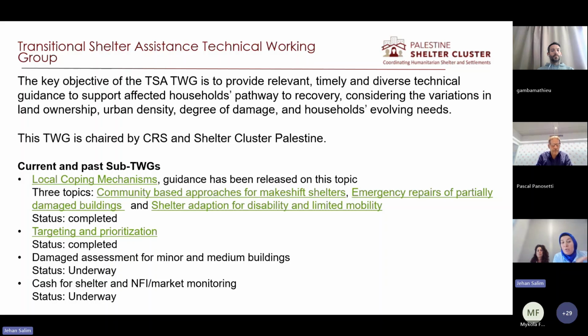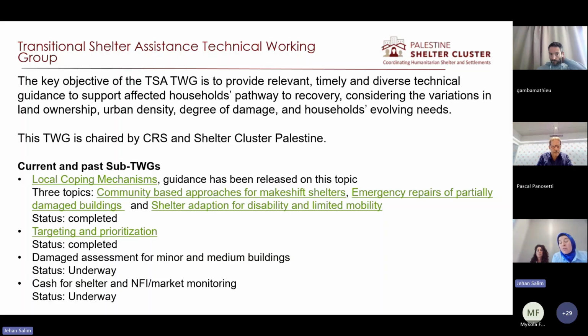There were sub-tracks under this one. For example, the local coping mechanism with this limited entry of items, the people of Gaza also being through multiple wars. This is not the only one. They had some coping mechanisms, and then we had some partners on ground documenting these coping mechanisms, and we have come up with a community-based approach for makeshift shelters and one for partially damaged buildings, and also adaptation for persons with limited mobility.